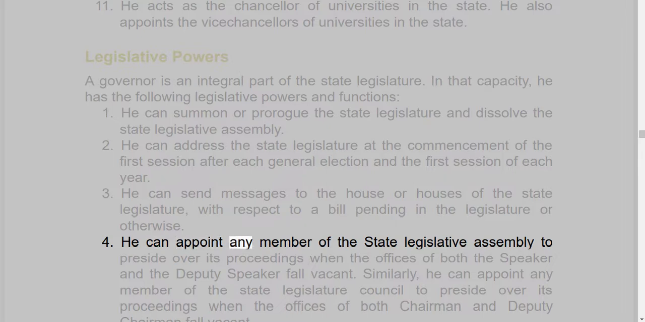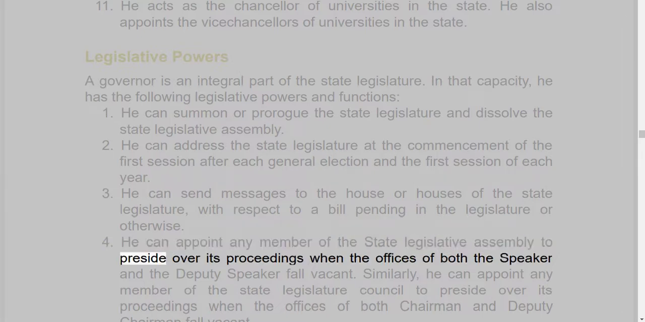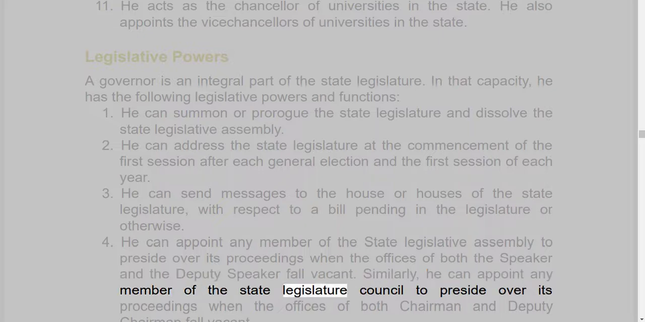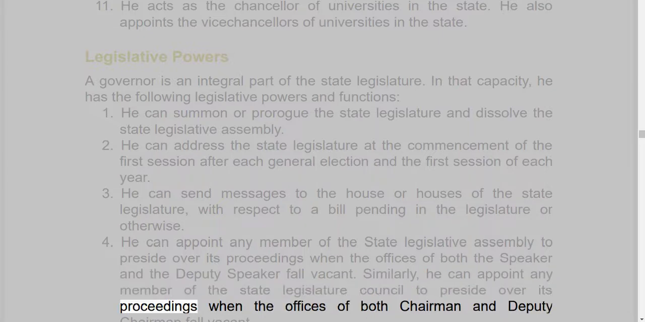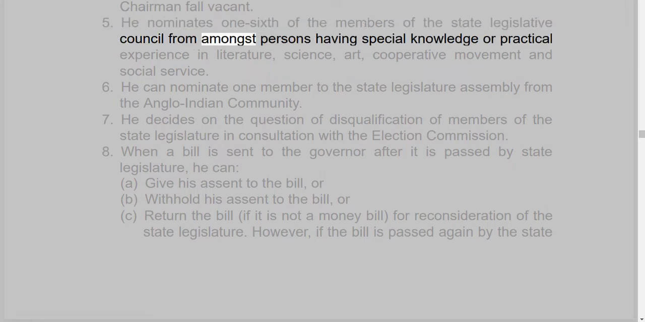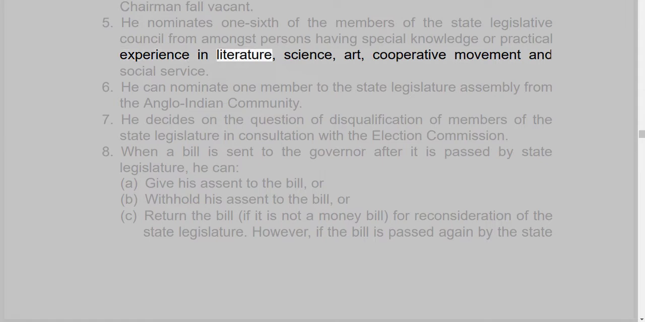4. He can appoint any member of the state legislative assembly to preside over its proceedings when the offices of both the Speaker and the Deputy Speaker fall vacant. Similarly, he can appoint any member of the state legislative council to preside over its proceedings when the offices of both chairman and deputy chairman fall vacant. 5. He nominates 1/6 of the members of the state legislative council from amongst persons having special knowledge or practical experience in literature, science, art, cooperative movement and social service.